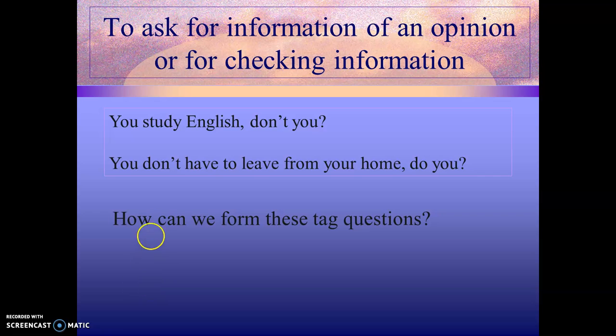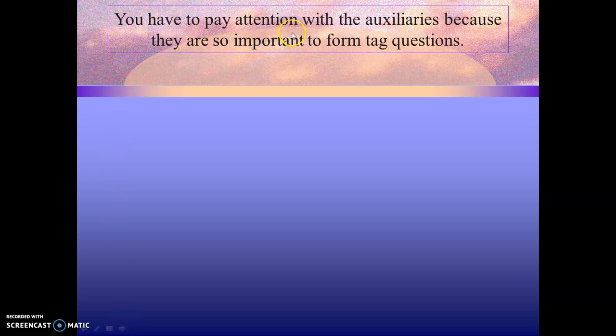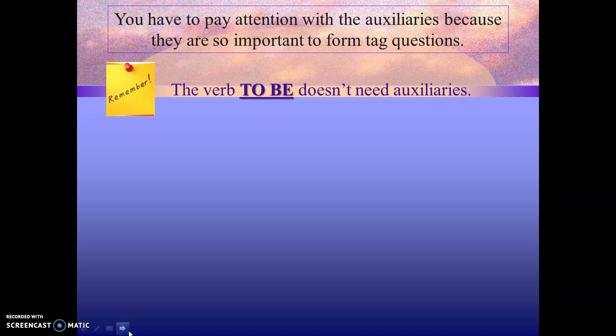But the question is, how can we form these tag questions? Okay, the answer is so easy. First of all, we can use them in any verb tense. But you have to remember some things. You have to pay attention to auxiliaries because they are so important to form tag questions. Remember, the verb to be doesn't need auxiliaries.